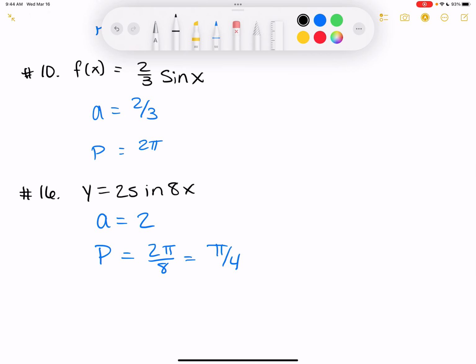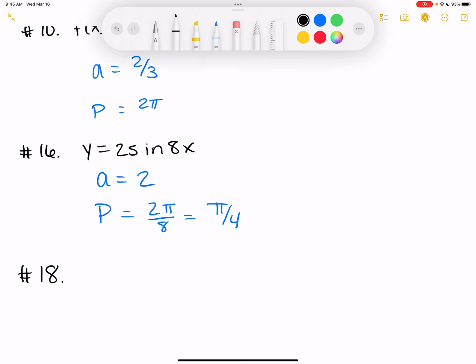Do we have to put the 2 pi over 8, or can we just put the answer? If you know how to do it, I'm okay with you just putting the answer. Show your work though. If it's wrong when you get to the test, then you get more points off, because you didn't show what you did.